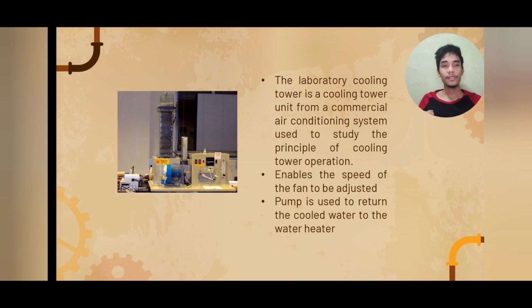The laboratory cooling tower is a cooling tower unit from a commercial air conditioning system used to study the principle of cooling tower operation. The laboratory cooling tower enables the speed of the fan to be adjusted for the cooling of the hot return water, and the pump is used to return the cool water to the water heater. Experiments can be conducted which study how the adjustment of one or both of these parameters affects the amount of heat removed from the water provided to the water heater.